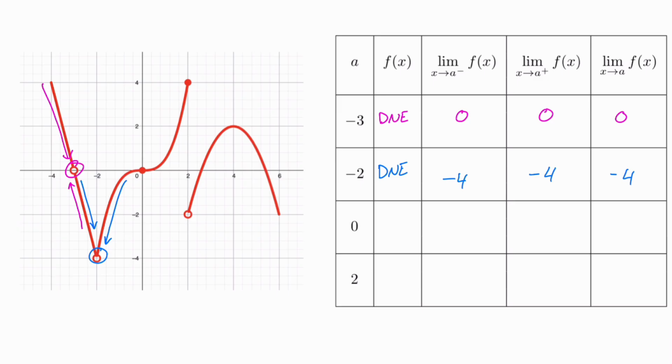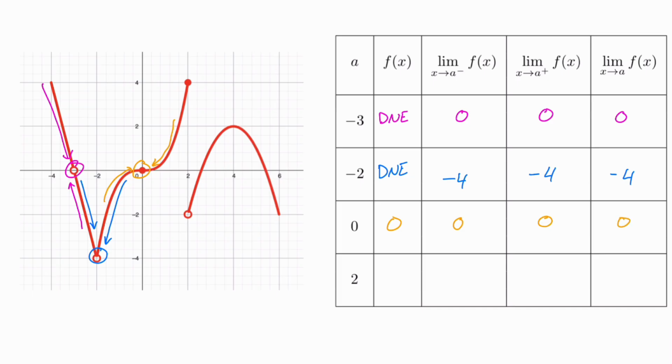For the point 0 here, we've got a closed circle, which tells us that it does exist at that point, and that is at 0. So f of 0 is 0. For our left-handed limit, let's trace our line, and we get closer and closer to that point at 0. Our right-handed line, same thing, we trace the line, and we get lower and lower, closer to 0 once again. So our limit as x approaches 0 will be 0.